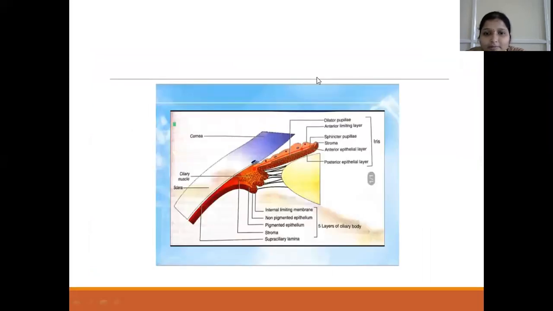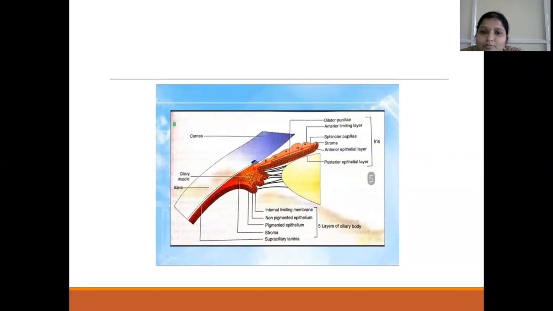So this is a diagrammatic representation of the microscopic structure of the iris. As I have already mentioned, the anterior layer is formed by the anterior limiting layer, which is only a condensation of the stroma of the iris. Here you can see a depression where the anterior limiting layer is absent. This depression where the anterior limiting layer is absent is called a crypt.